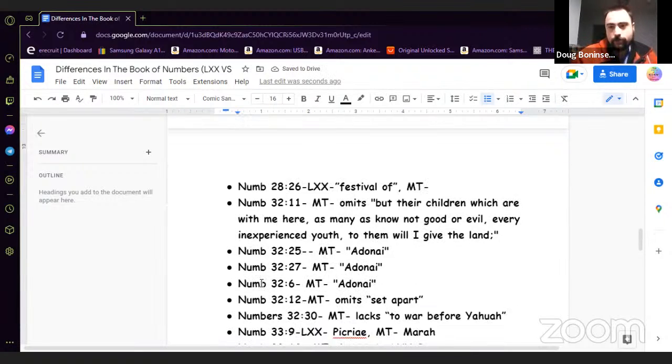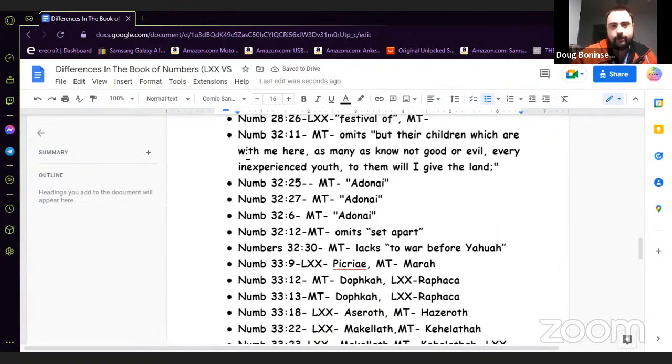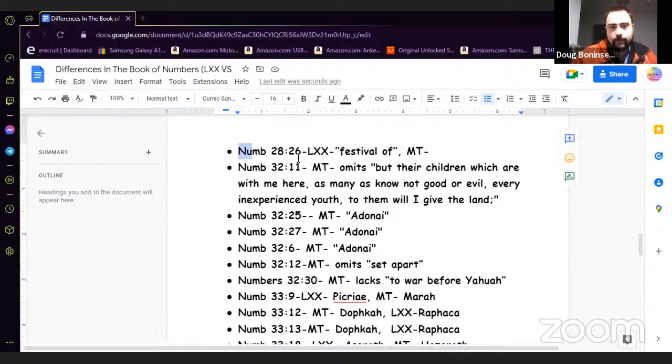Numbers 28:26. This is a little interesting difference when talking about the Festival of Weeks. The Masoretic leaves out the phrase "festival of," so you wouldn't even think that it's talking about Pentecost or Shavuot, unless you actually read the verse in context. So Numbers 28:26.